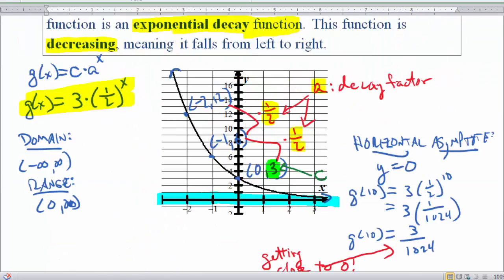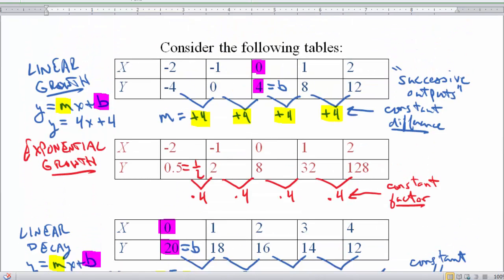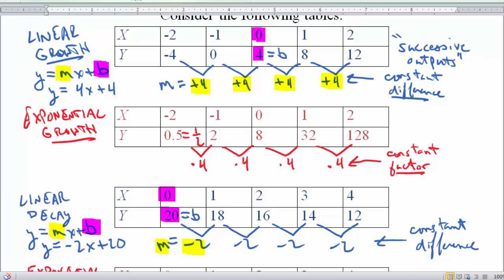Okay? And now that we have this general process, if we want, we can go back to our tables from the beginning, and we can write those functions as well, right? The first one that we had done, our constant factor was 4, so that was our growth factor, and our y-intercept was 8. So the equation of this function was just y equals 8 times the growth factor, which is 4, to the x power. Right? So this was our c value, and this was our a value.